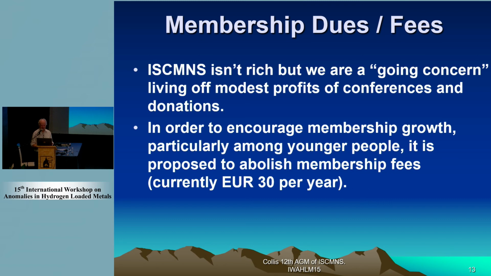Okay, I have already mentioned the possibilities of membership dues and fees. I don't think the society is particularly rich, but we are a going concern. I think in the medium term, we are accumulating some funds, which is very reassuring, I think, for everybody. But in order to encourage membership growth, particularly among younger people, it's proposed to abolish membership fees completely. Those are at 30 euros a year, and quite honestly, it takes a lot of effort to chase people up, and it's not a good use of our time. So to reduce bureaucracy and to make everybody not feel guilty anymore about not paying, and I think there are quite a few people here who haven't paid, we're going to abolish it completely. And we'll make our income from workshops like this, and from donations, of course.